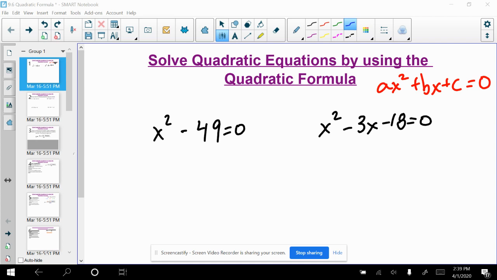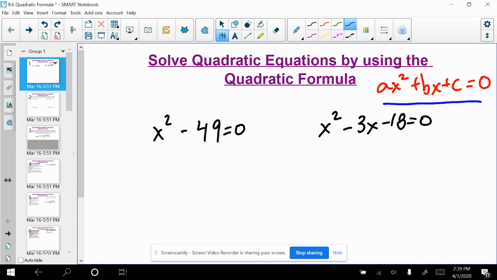All right, guys, welcome to section 9.6, which is on the quadratic formula. We've actually been preparing for this all week by looking at solving quadratic equations. Quadratic equations are things that look like this right here, ax squared plus bx plus c equals 0.